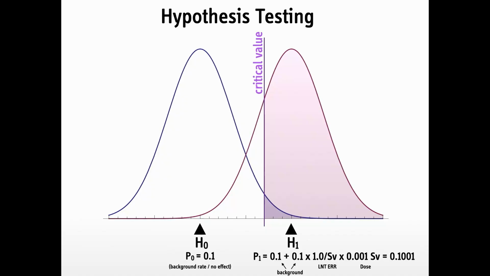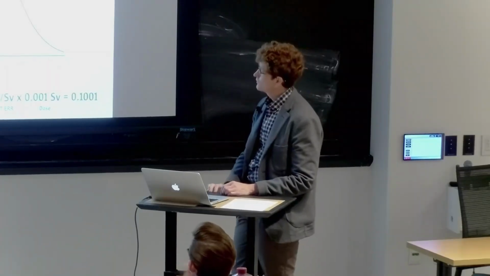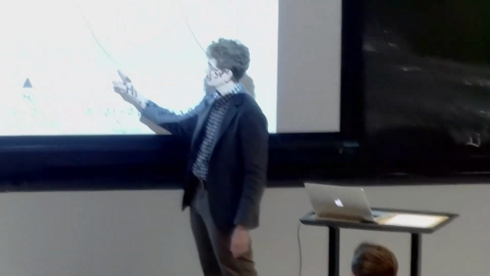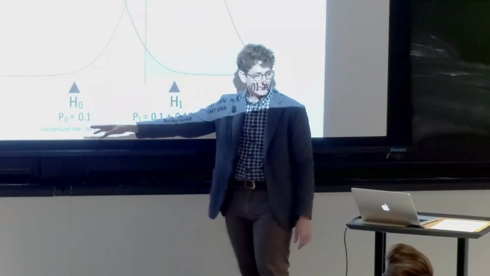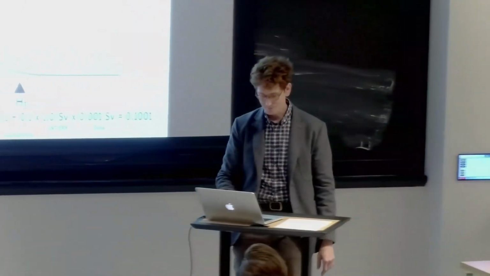So the cutoff is basically where we decide to accept or reject the null hypothesis. And so if we see a cancer rate above this level, we'll reject the null. Otherwise, we're going to assume that the null hypothesis, which in this case is the threshold model, is correct.